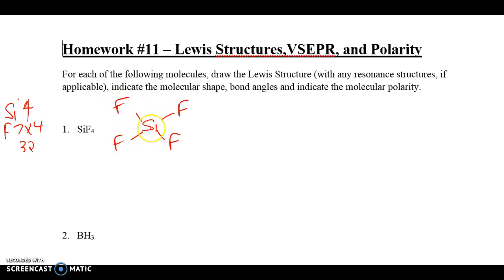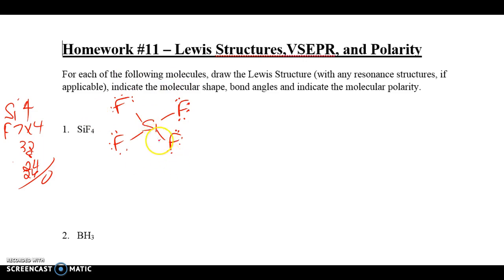Now, these 4 bonds are 8 electrons. I've just used 8, so I'm left with 24. Each fluorine gets 6 to finish the octet, right? 6 times 4 is 24. I've used up all of them. Now let's see, is everybody happy?